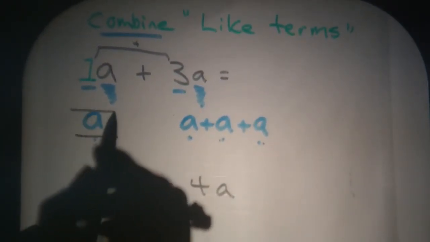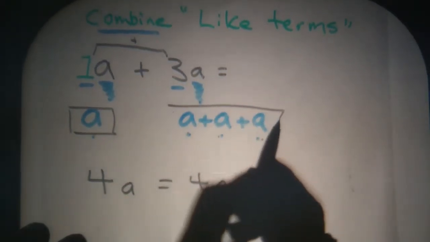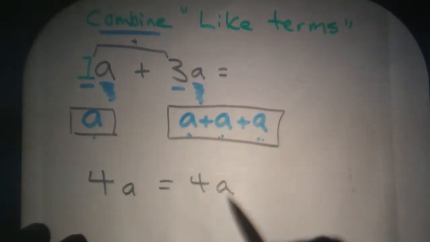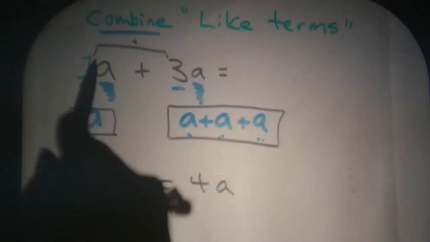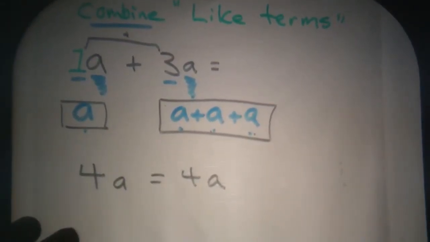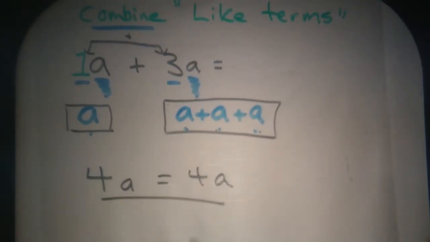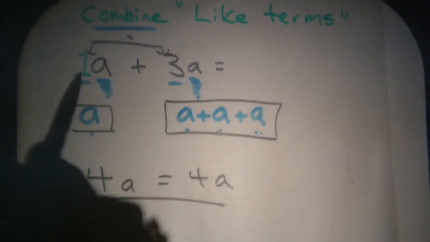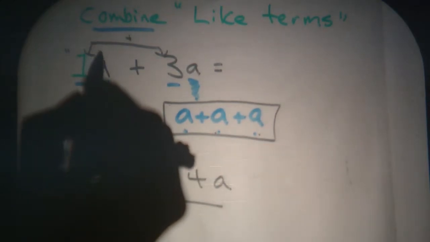So doing our model, I have 4 a's. Numerically or algebraically, if I did my process correctly, I also have 4 a's. So don't forget our imaginary 1 there.